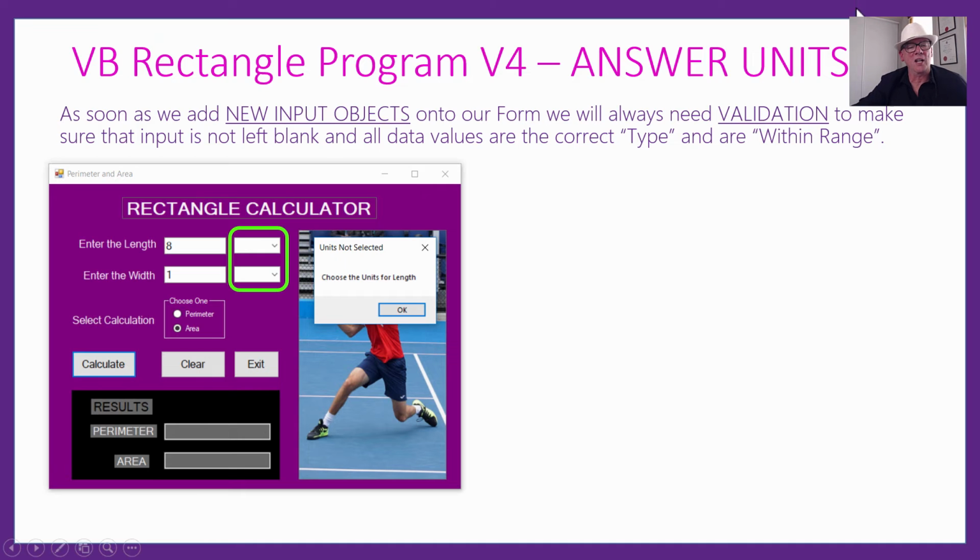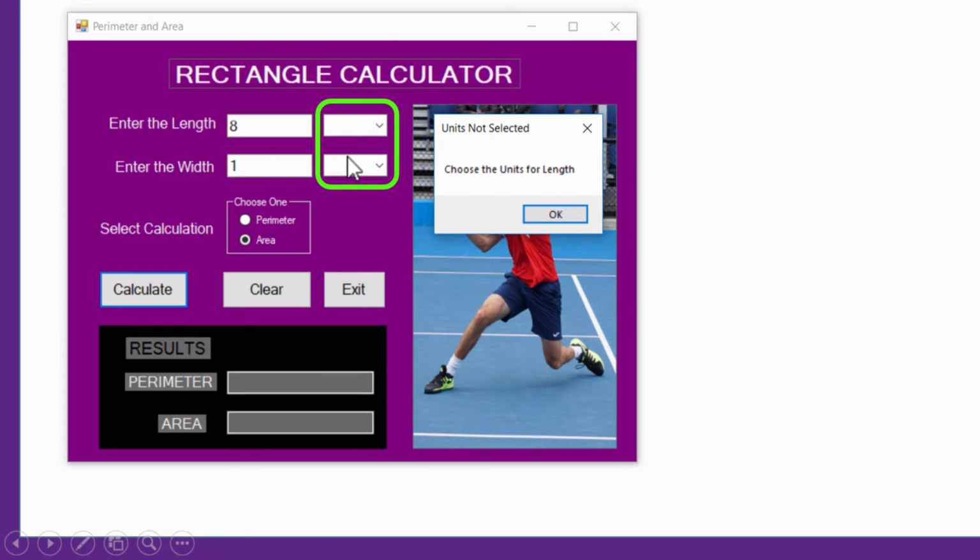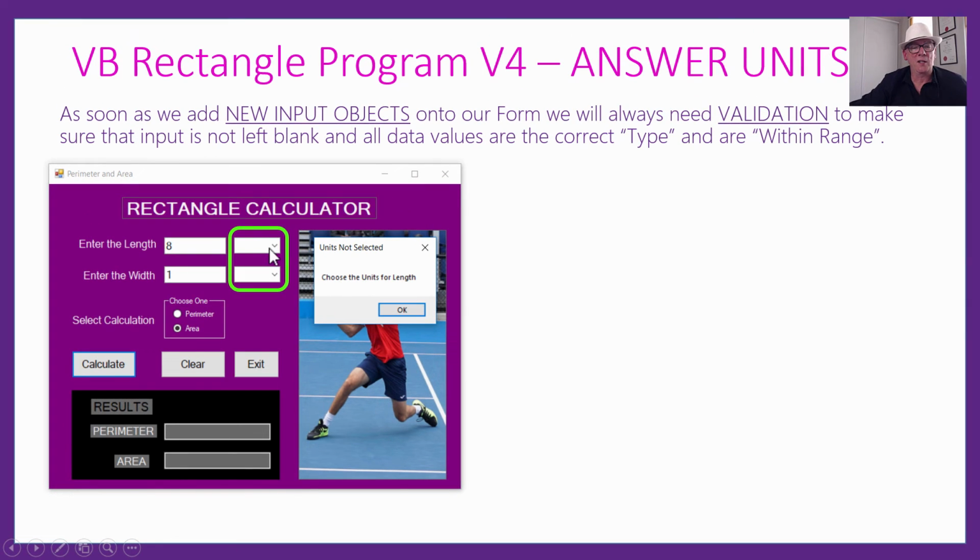So we need to put in some checking there, because they could just leave these blank and just go, yeah, I just want to do 8 times 1 and work out the area and just click calculate. And we can't do anything because we don't know whether it's millimeters or centimeters or kilometers, what it is. So because they've left these blank, or even if they just leave one of them blank, we're going to pop up a message, units not selected. Choose some units for your length in this case. So we'll get them to do the length first. All right, so they need to use that drop-down list and fix that up.